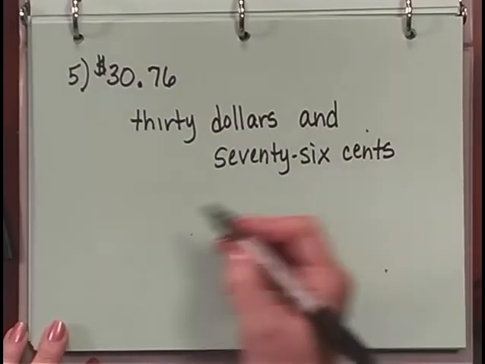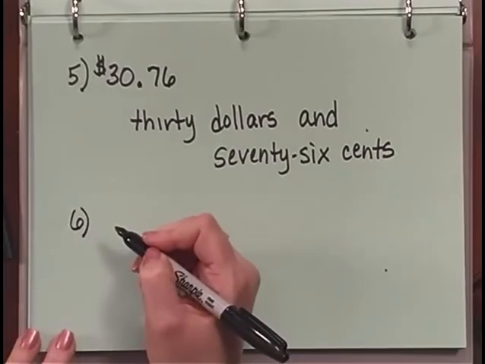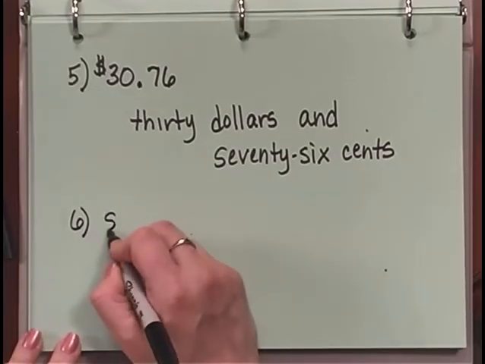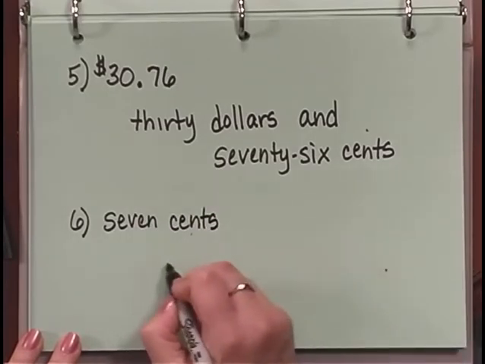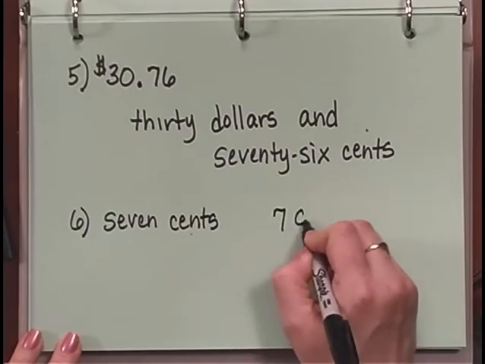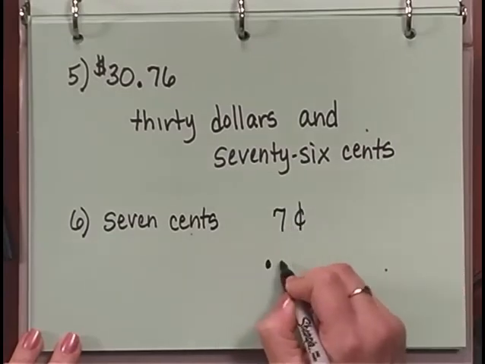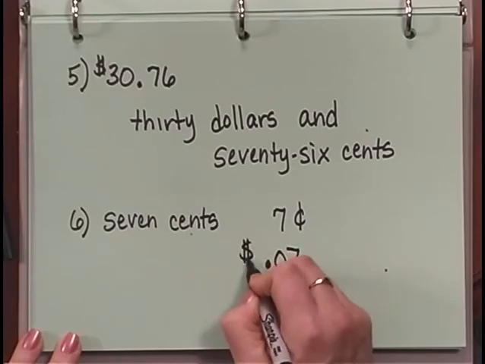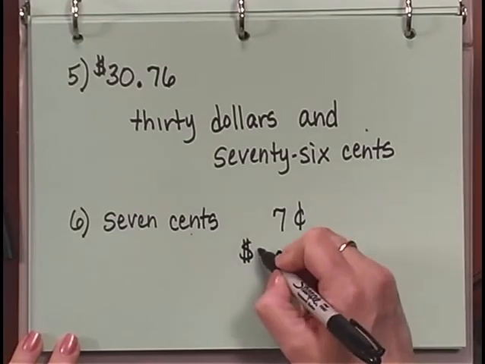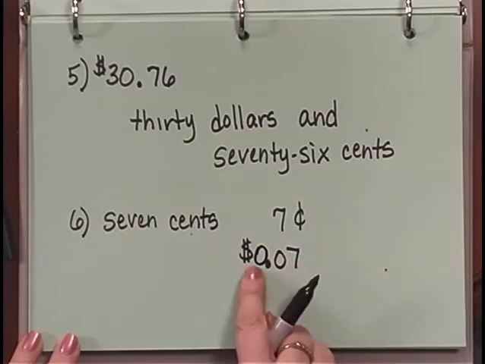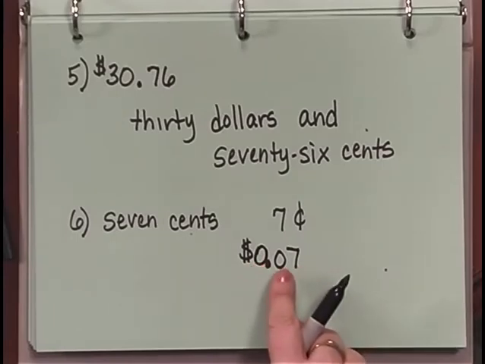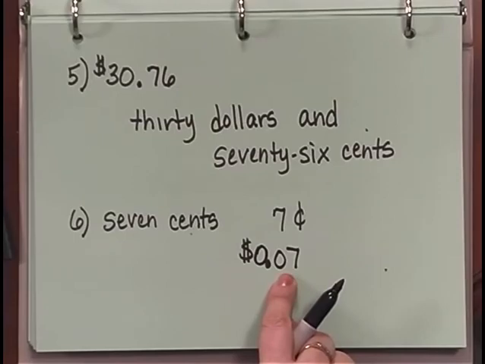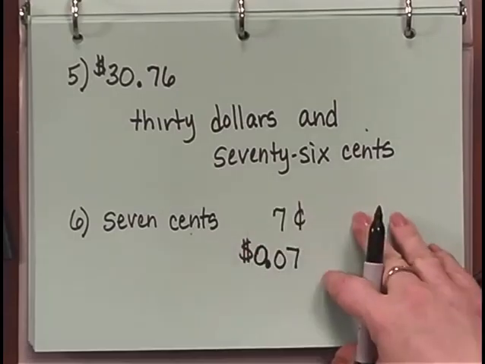Okay. In example 6, you're asked to use a dollar sign and a decimal point to write 7 cents. Well, 7 cents is written as either 7 cents, that's with a cent sign, or as $0.07 with a dollar sign. Now, we also insert what's called a customary zero in front of the decimal point. And that just lets me know that there is no dollar amount, that this is just 7 cents.